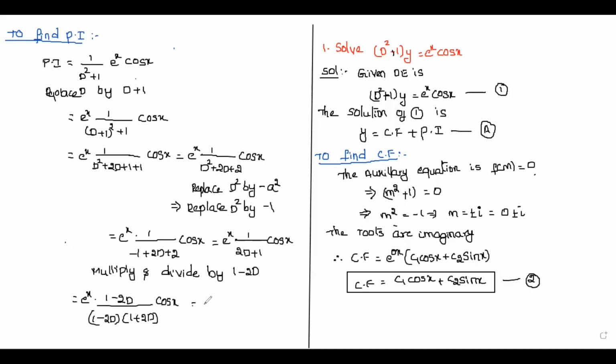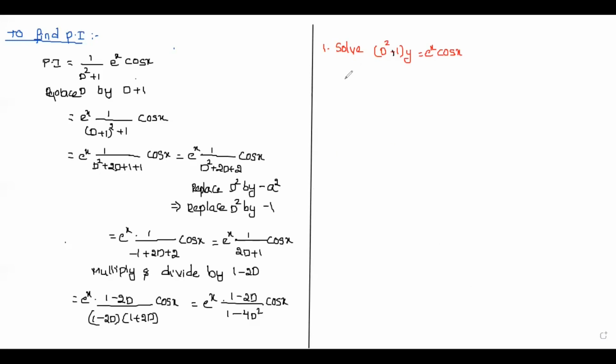So it will be equal to e power x into 1 minus 2D by 1 minus 4D square into cos x. So again you have to replace our D square by minus a square, which is equal to minus 1.